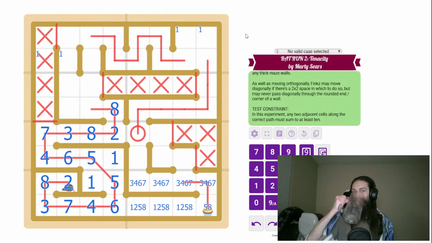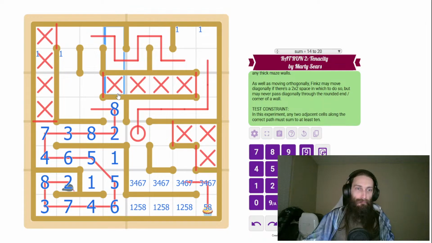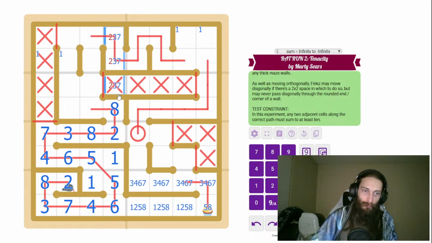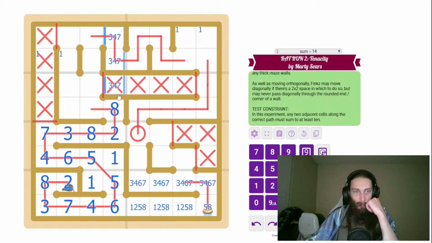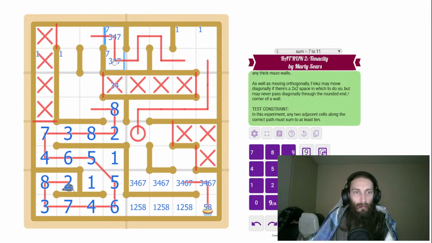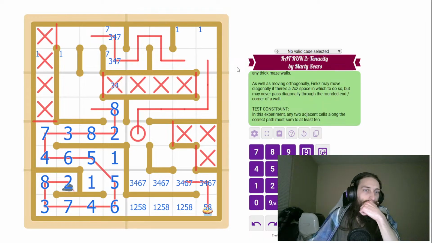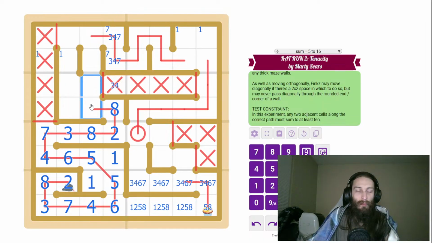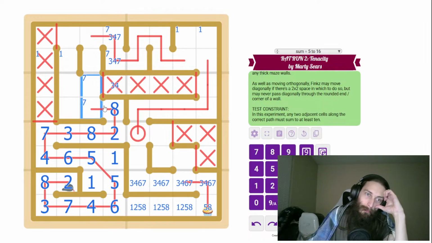Let's see. Well, we know in column 4, what's left is 3, 4, and 7. Yeah. Which means 7 has to be one of those two, so it's not the lowest one. That places 7 as one of these two.